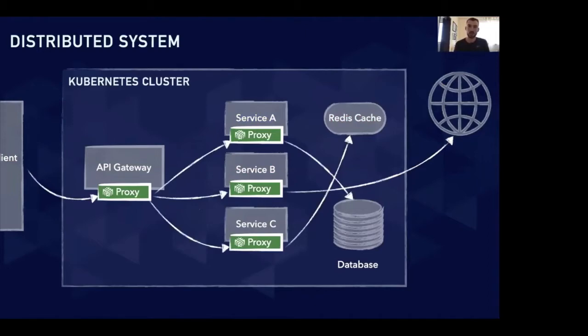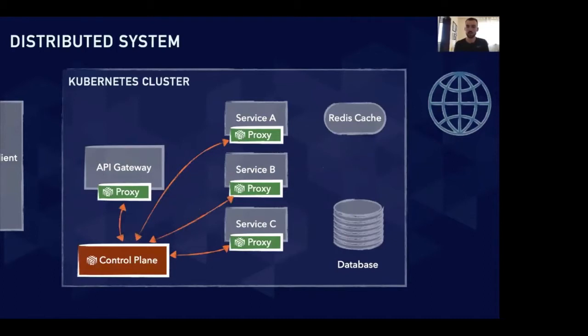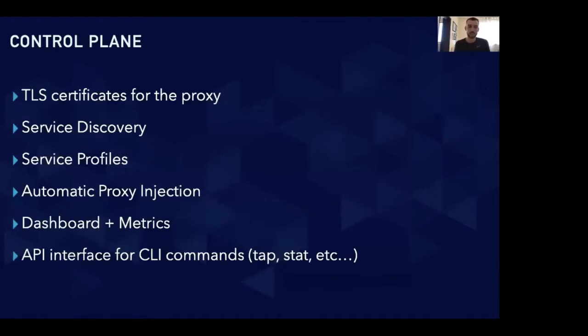This proxy communicates with a set of components that we collectively refer to as the control plane through an interface. And that control plane runs alongside in its separate namespace. So this control plane gives you a few things. It provides TLS certificates for the proxy. So now all of the communication between meshed pods and between proxies is encrypted out of the box.